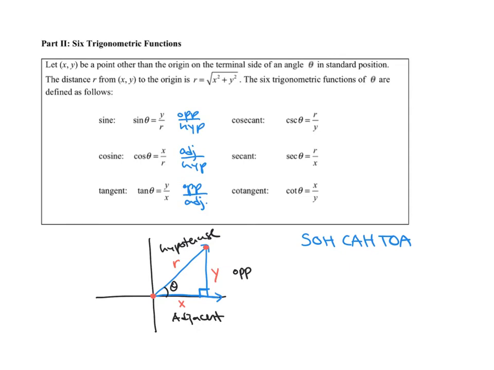Cosecant theta is the reciprocal of sine. So if we flip the ratio for sine of theta, we get r over y, or the hypotenuse over the opposite. Secant is the reciprocal of cosine, so that's going to be the hypotenuse over the adjacent side, which is r over x, and cotangent theta is the reciprocal of tangent, so the adjacent over the opposite, or x over y.